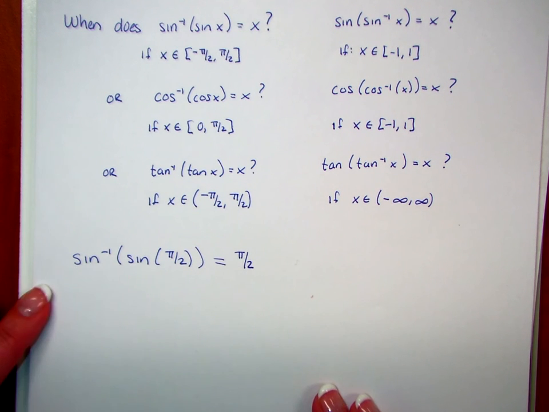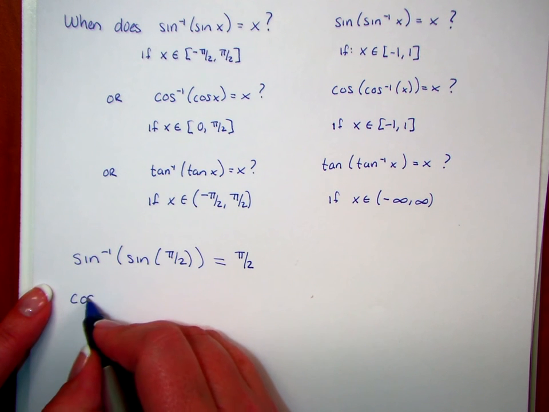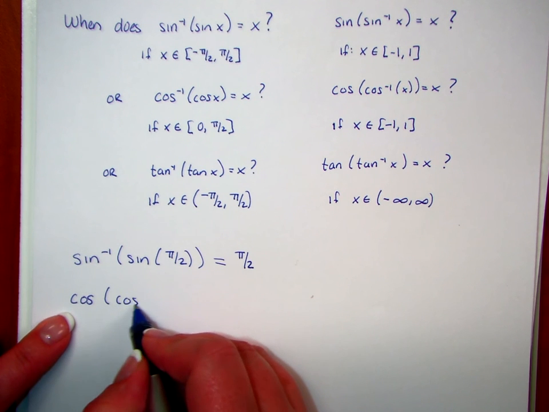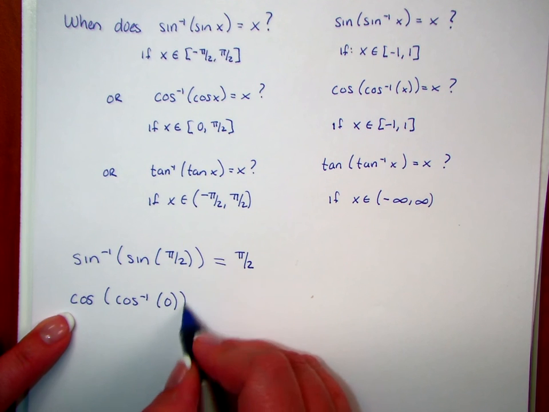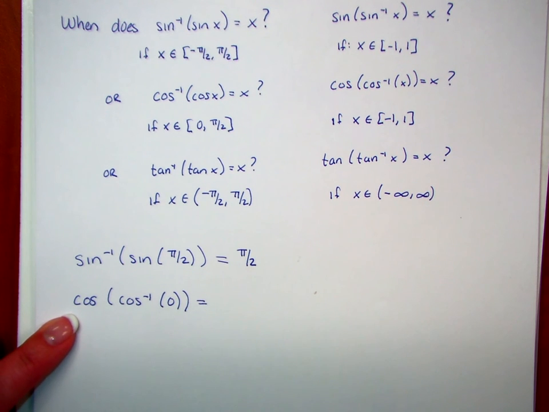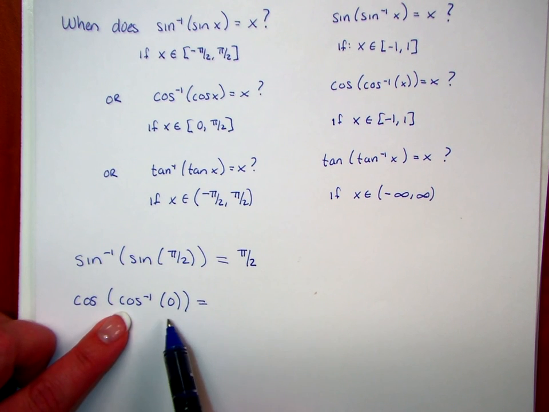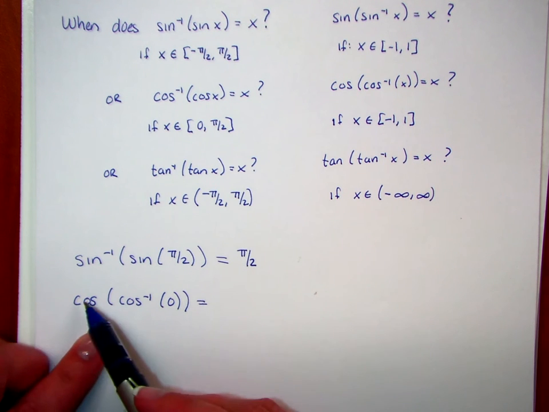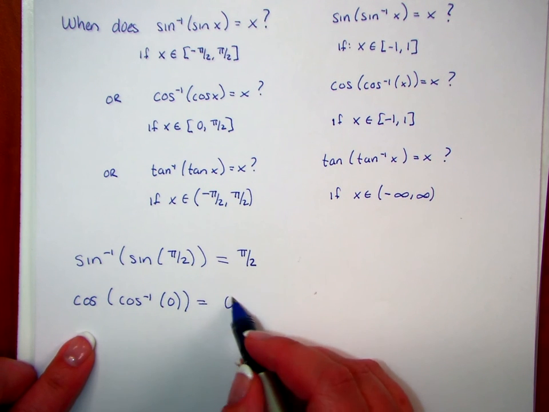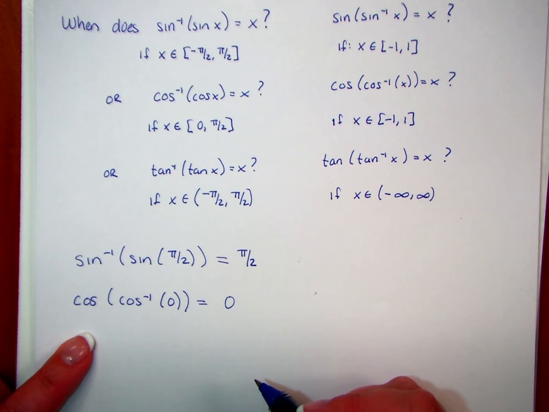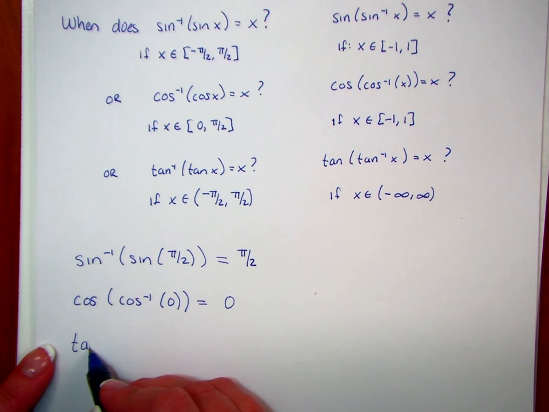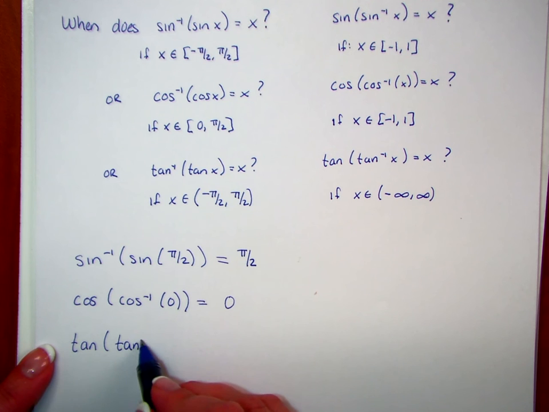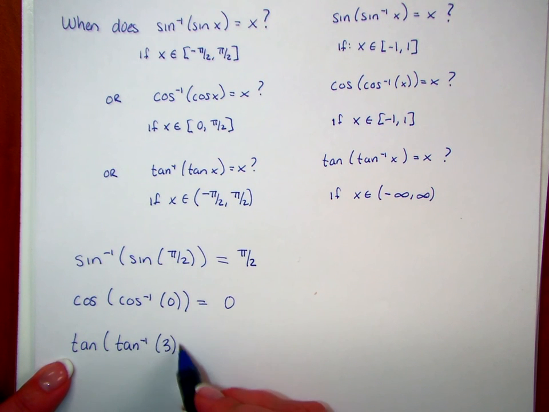What is cosine of cosine inverse of 0? Will these cancel or won't they? The inside function is inverse cosine, and the domain of inverse cosine is -1 to 1. 0 falls within that interval, so these are going to cancel, and the answer is 0. What is tan of tan inverse of 3?